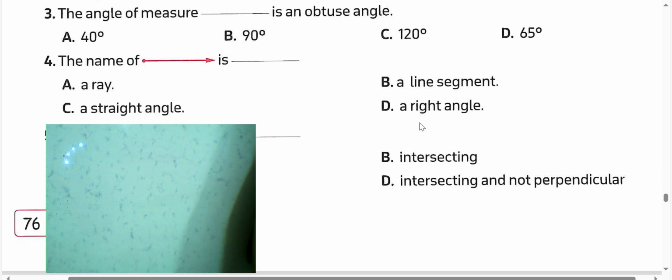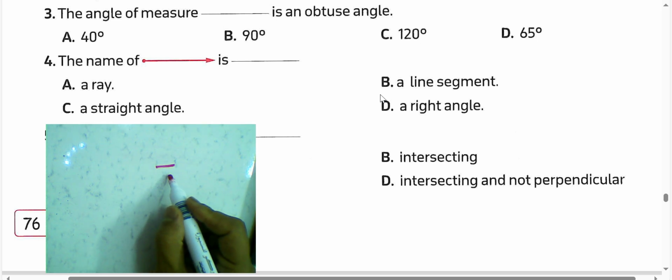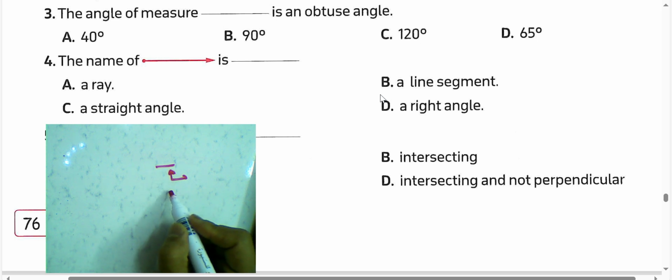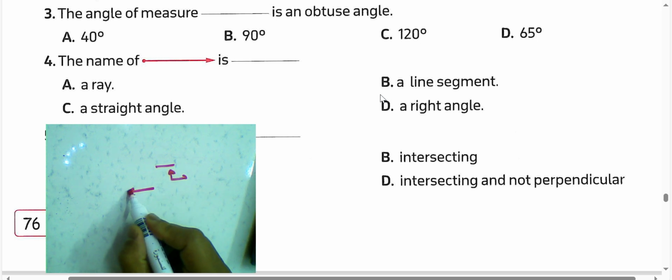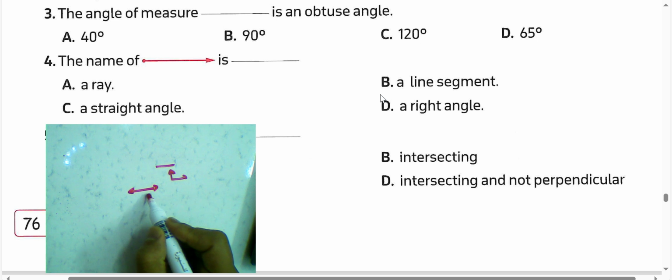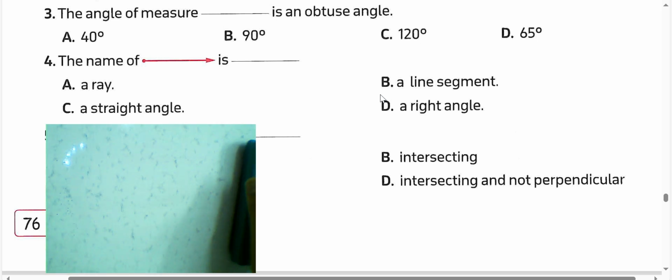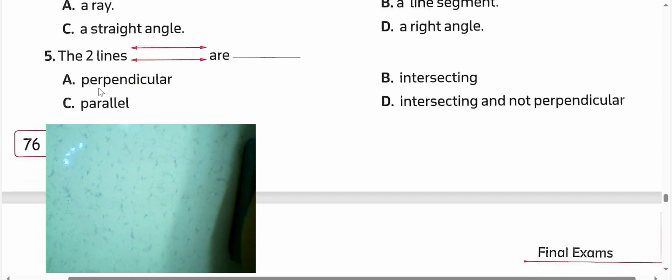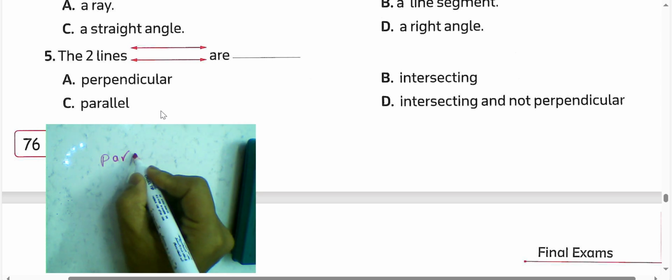This name, we call it a ray. But this is a line segment, this is a right angle, and this is a straight angle, a straight line here. Okay, so we must choose letter A. We call it a ray. The two lines here are parallel.